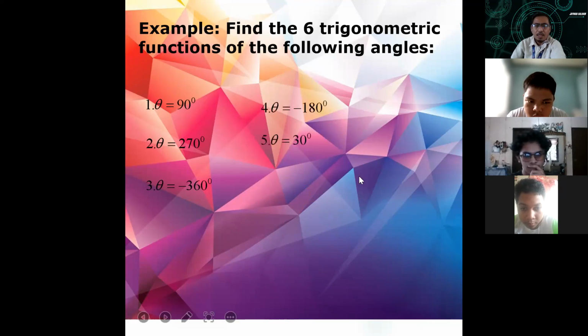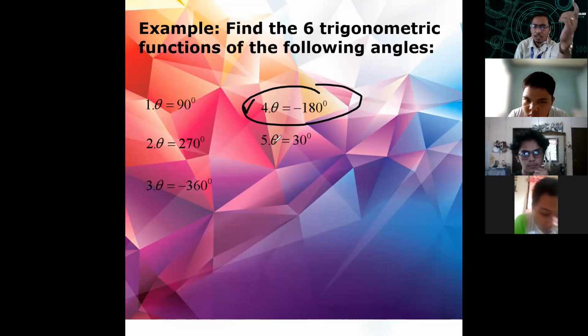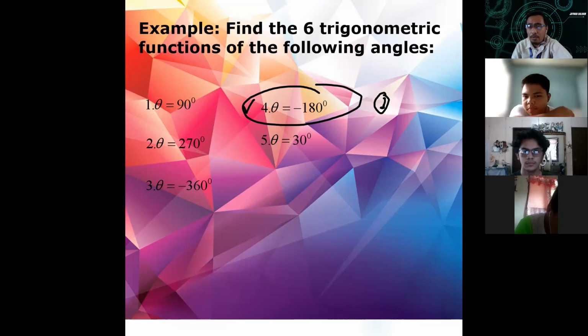By the way, this will be your task before we proceed to the next. This is your homework, and you will be passing your answer in the Google Classroom later. This is the first one, number 1, that you are going to solve. Find the 6 trigonometric functions of negative 180 degrees.